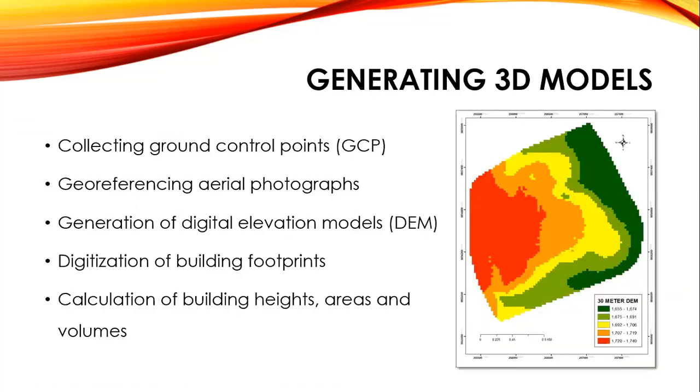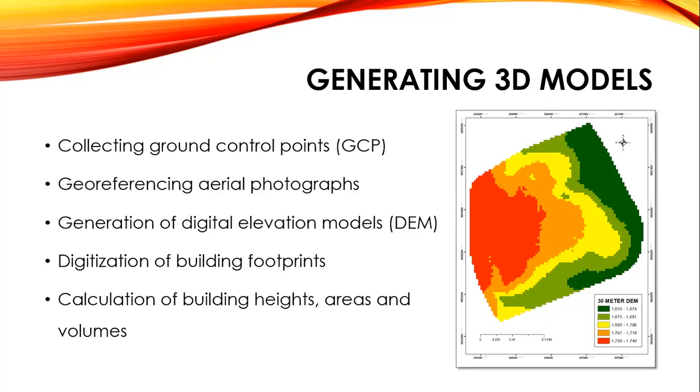So what goes into generating 3D models? So the illustration that you're seeing here towards your right, this is a digital elevation model, and this area of study is Upper Hill. So there's a difference in elevation. So it shows that towards the eastern part of Upper Hill, which is green, that is the lower portions, while the red areas, which are the higher parts in terms of elevation, that is above sea level.